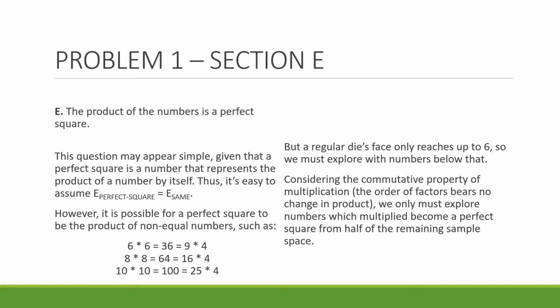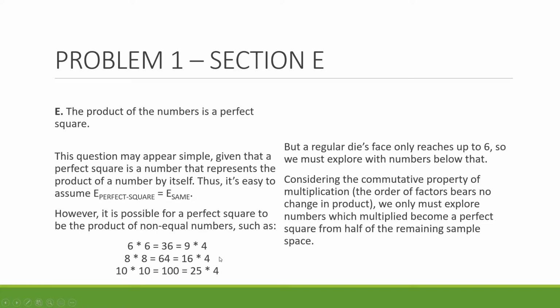So in this case, we can naively assume that the solution would be the same as the first section, in which we want both faces to be the same. But it is possible to get a perfect square out of the product of different numbers. So for example, if we get 6 times 6, that is 36, we can also get 9 times 4 to get 36. 8 times 8 equals 64, which is also 16 times 4. 10 times 10 equals 100, which is also 25 times 4.